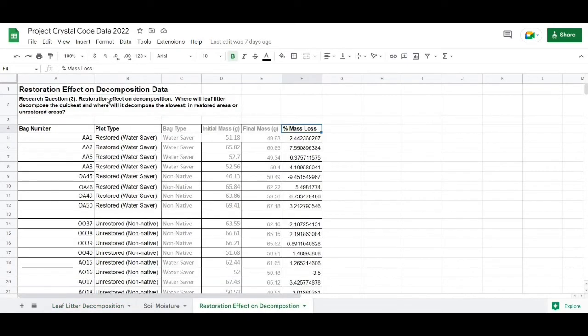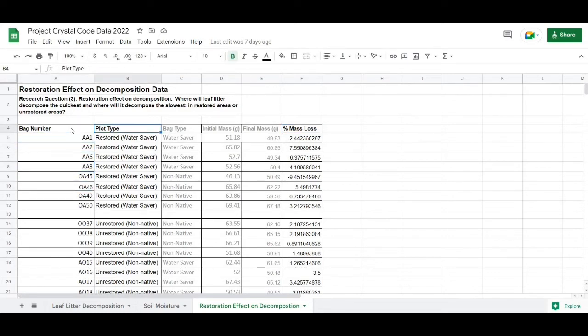The next question we'll be looking at has to do with the restoration effects of decomposition. And that question asks, where will leaf litter decompose the quickest and where will it decompose the slowest? In areas that are restored or in areas that are unrestored? And again, we see our table. We see the familiar bag number.